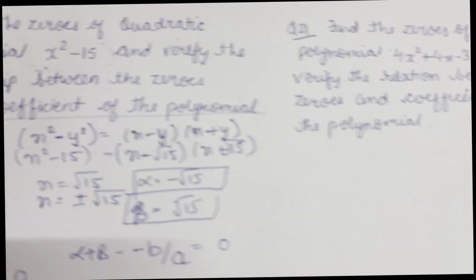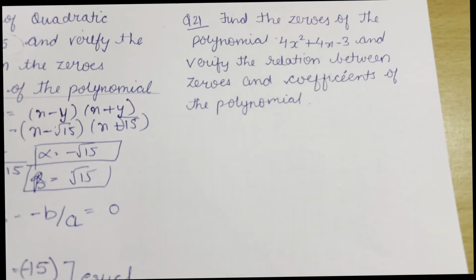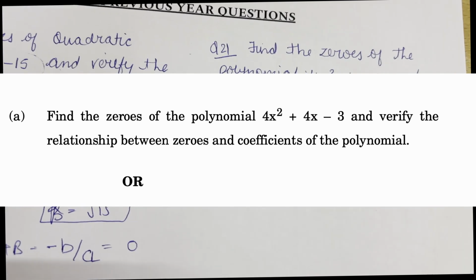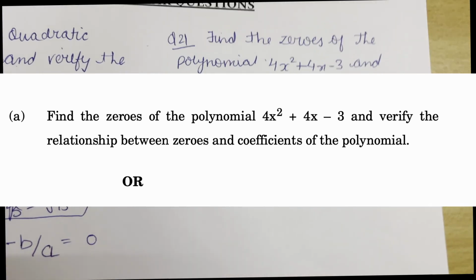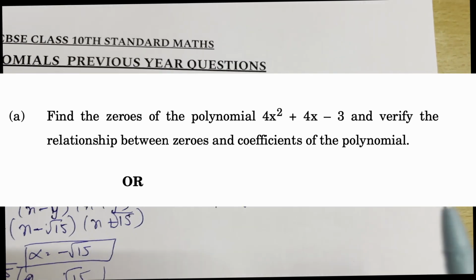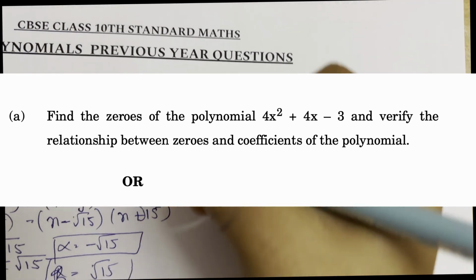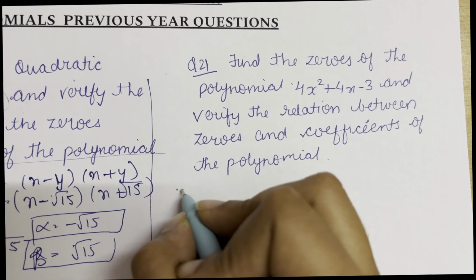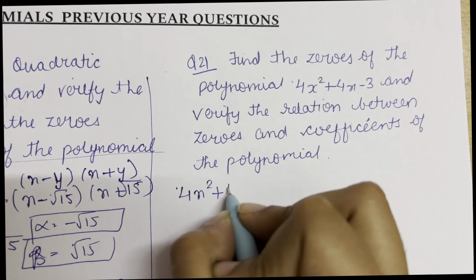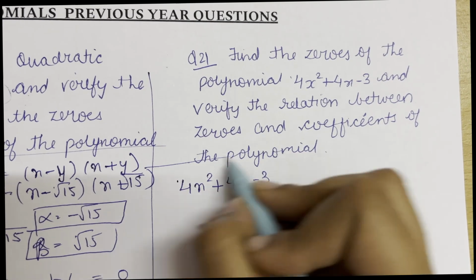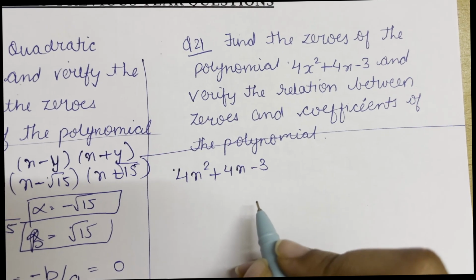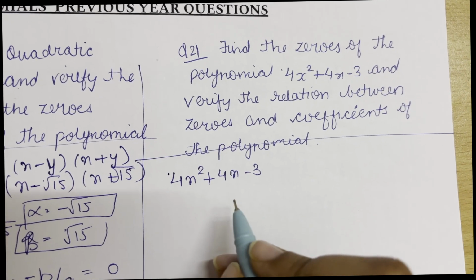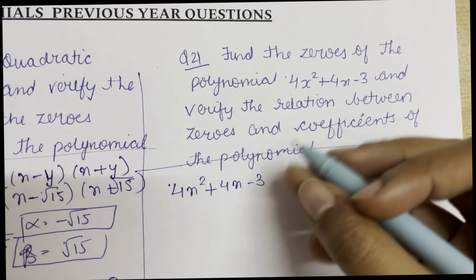Now let's solve another question of the same type. I want you to solve it first and then replay the video and see the solution, whether you were right or wrong. So the quadratic polynomial given to us is 4x square plus 4x minus 3. And we'll find the zeros of this polynomial by the middle term splitting method, if we can. Let's check it.